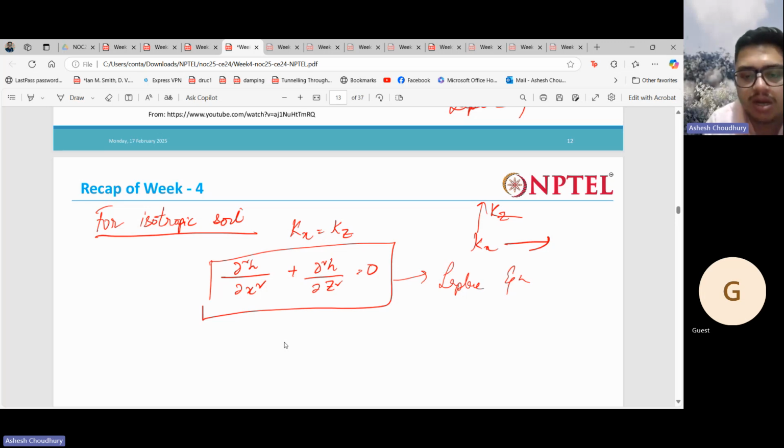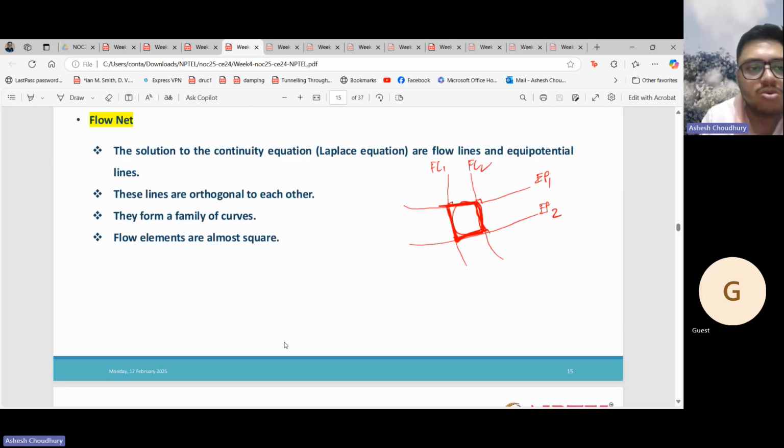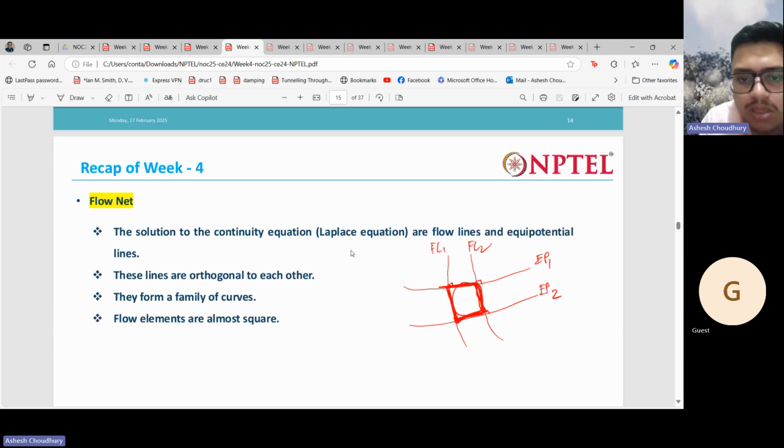So this family of curves that are the solution of this Laplace equation are nothing but the equipotential lines and the flow lines. And these equipotential and flow lines define how water is going to flow through the soil, or seep through the soil. All right, so the solution to the continuity equation is the Laplace equation of flow lines and equipotential lines. These lines are orthogonal to each other. So always these lines are perpendicular to each other.